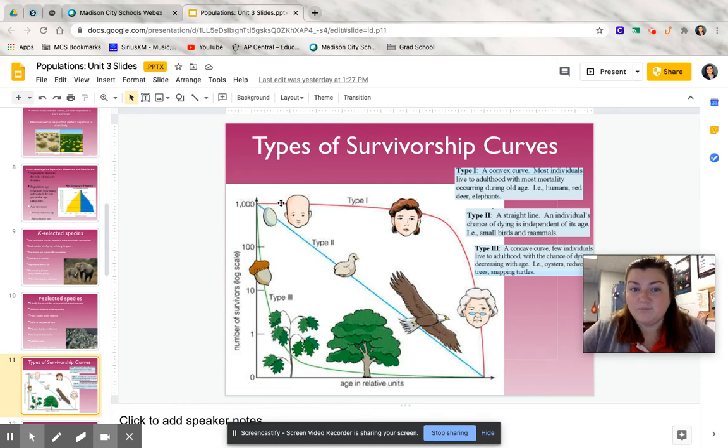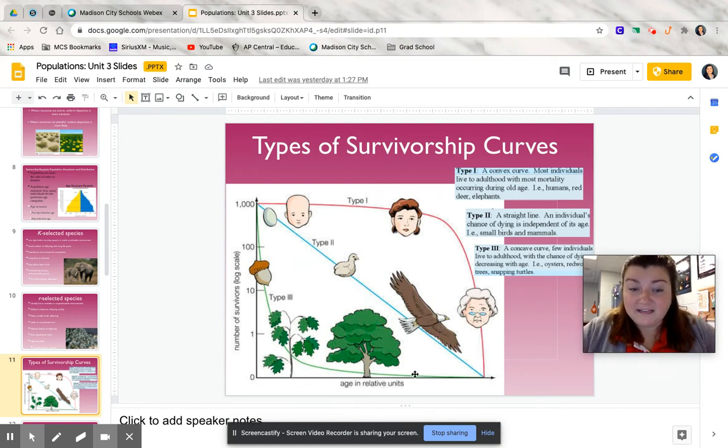So type 1 is going to be humans, deer, elephants, things that have a high survival rate early in life, and then generally as they get older, then they die, like humans. Type 2 is generally just a straight line. An individual's chance of dying is completely independent of its age. So it's just as likely to die when it's elderly as when it's first born. So chance of dying and age are 2 independent factors there.